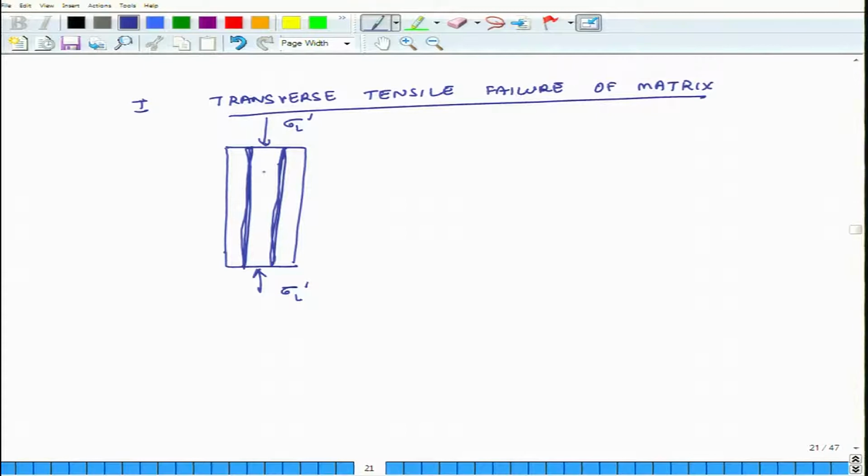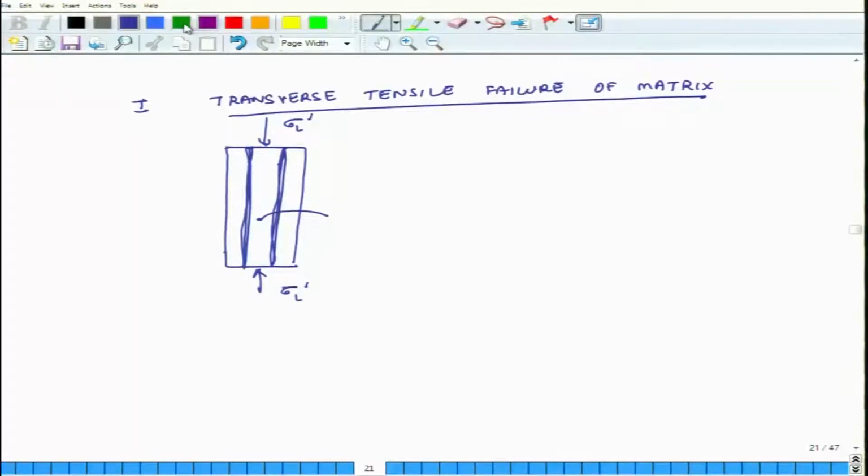As I am compressing it, the matrix will experience what? It will of course experience compressive strain, but it will also try to expand due to the Poisson's effect. So, the matrix is trying to do this, and because it is trying to get compressed, it is also trying to expand. So, it will experience a transverse strain. So, what will be the transverse strain in the matrix?